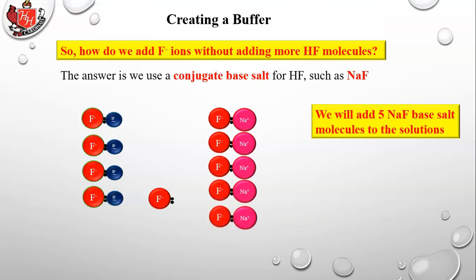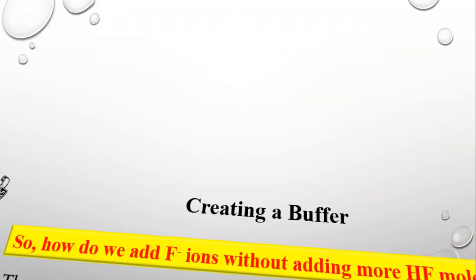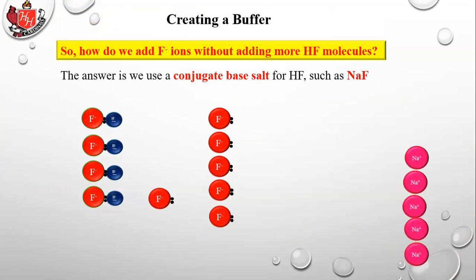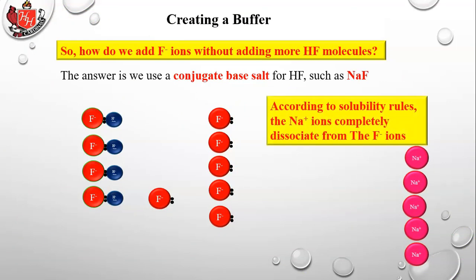Now, what do we know will happen when you put NaF in water? What happens immediately? The sodiums will break away. Your solubility rules tell you that. According to solubility rules, the Na+ ions completely dissociate from the fluoride ions. So now you have 1, 2, 3, 4, 5, and even 6 of the fluoride ions there. That's how you got more fluoride ions without putting more hydrofluoric acid into the solution.